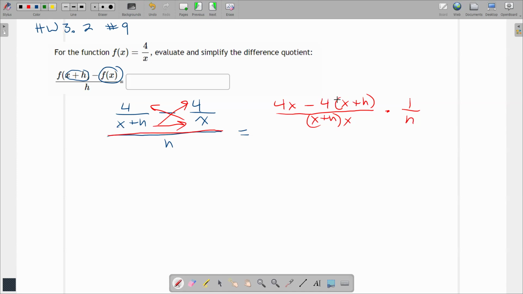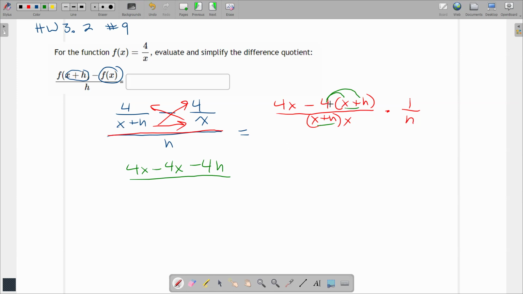Can the x plus h and x plus h cancel out here? Not yet. Not a good idea. I have to distribute first. So when I distribute, that's going to give me a 4x minus a 4x, which cancel, minus a 4h. Again, one thought was, could I just cancel these? And the answer is I can't. Order of operations, I got to do this first.